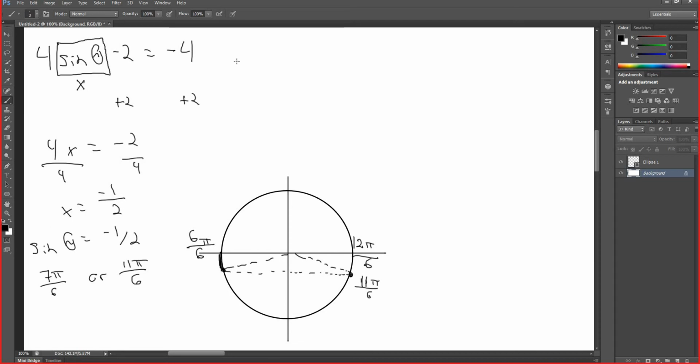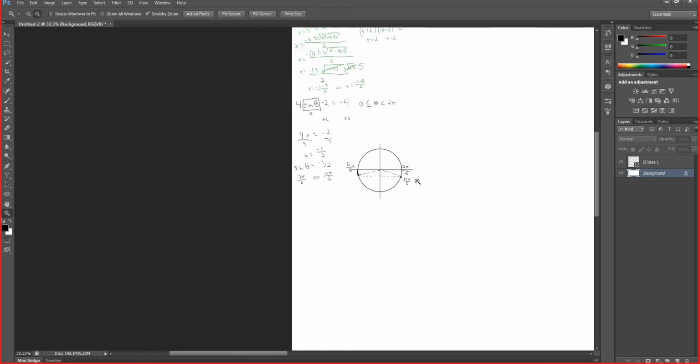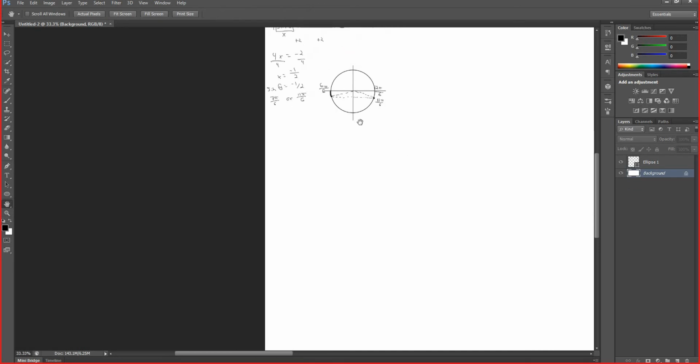I forgot to define this as 0 is less than or equal to theta is less than 2 pi. This does matter. We're going to see why this matters in a different example. Okay. Let's move on down.